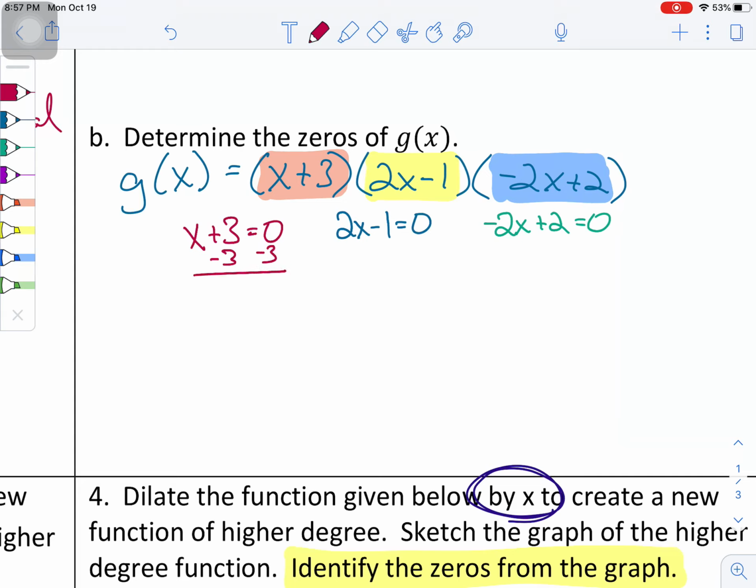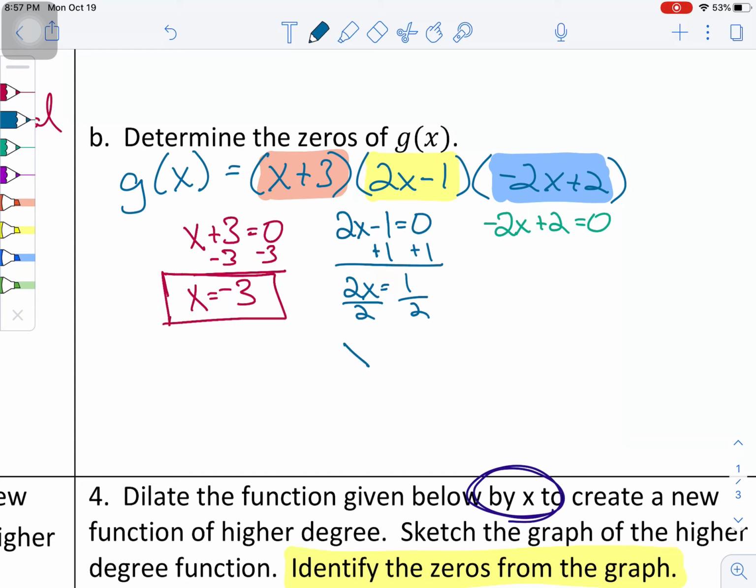So subtract 3 from both sides. X is equal to negative 3. And if you want to, you can just put a box around that one right now. In the middle here, we've got to add 1 to both sides. So 2x equals 1. Divide both sides by 2. X equals 1/2.